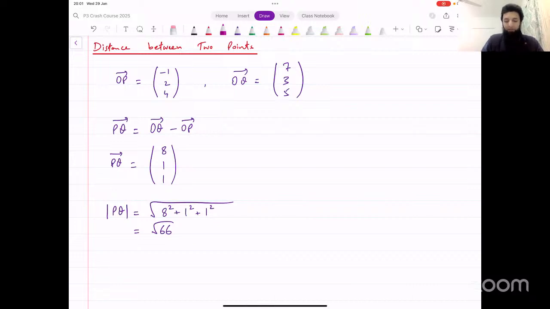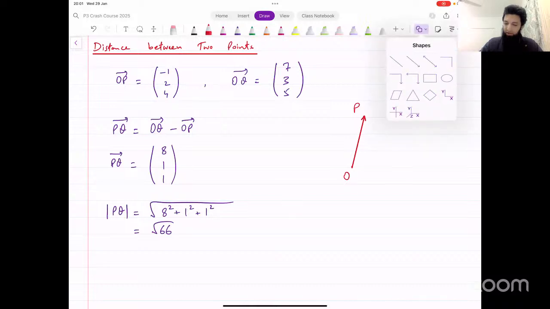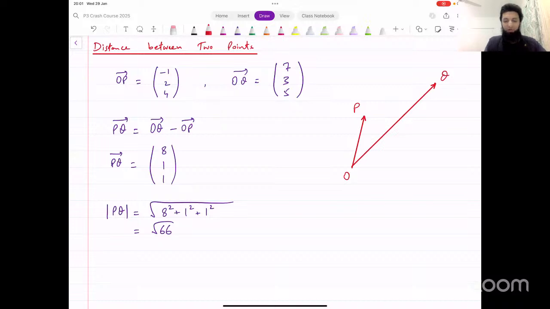Now, graphically, it would look something like this. You have this point P, you have this point Q somewhere, and you have the origin somewhere. The vectors that you're given are these vectors, the OP vector, this one, and you have the OQ vector. Using these two vectors, you first of all find the vector PQ. So you find this vector, and then you find the magnitude of this vector. That gives you the distance between those 2 points.